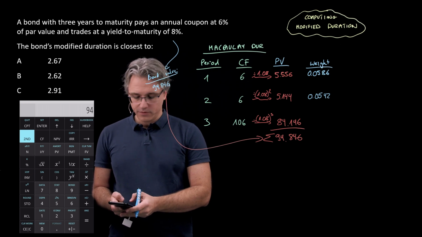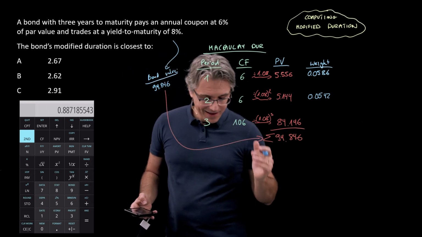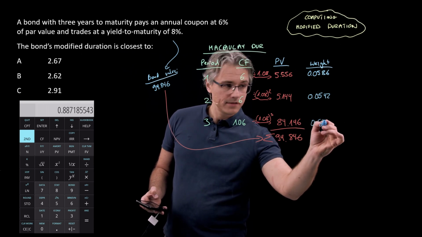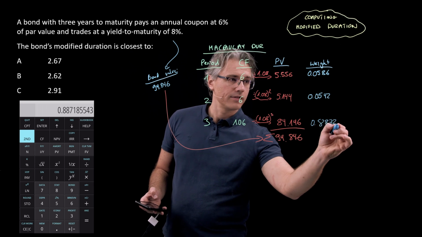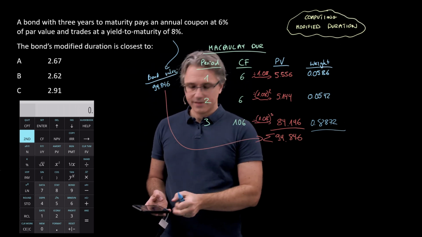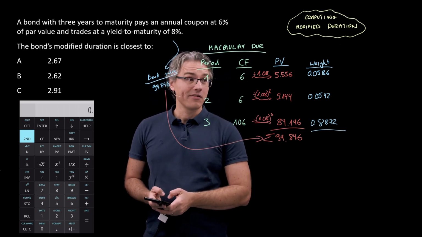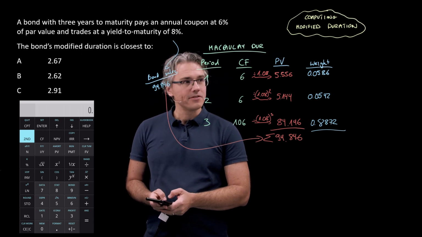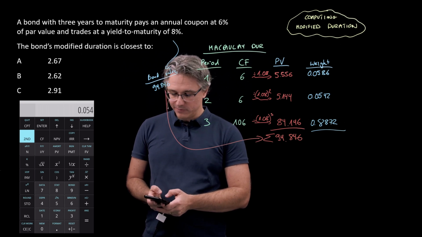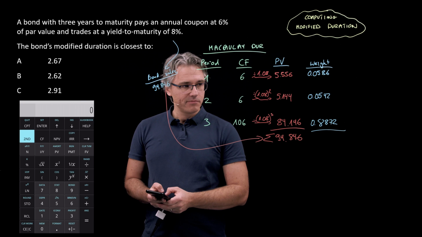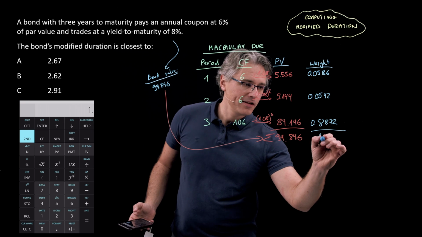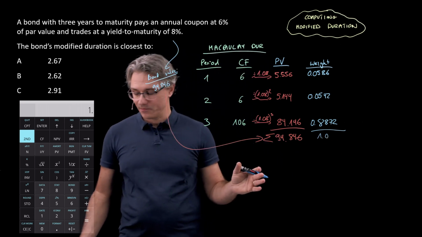Divide by 94.846. Okay, 88.72%, so 0.8872. And I think if we add all of these weights up, just to check whether we get the expected result, 0.0586. As you can probably imagine, I'm hoping for a result equal to 1. But let's have a look, 0.8872. Yes, okay, perfectly equals 1, which means we've covered 100% of the bond's value.